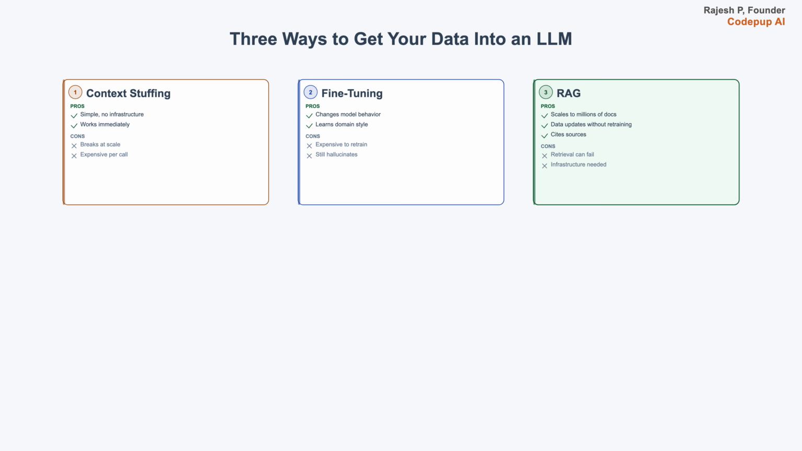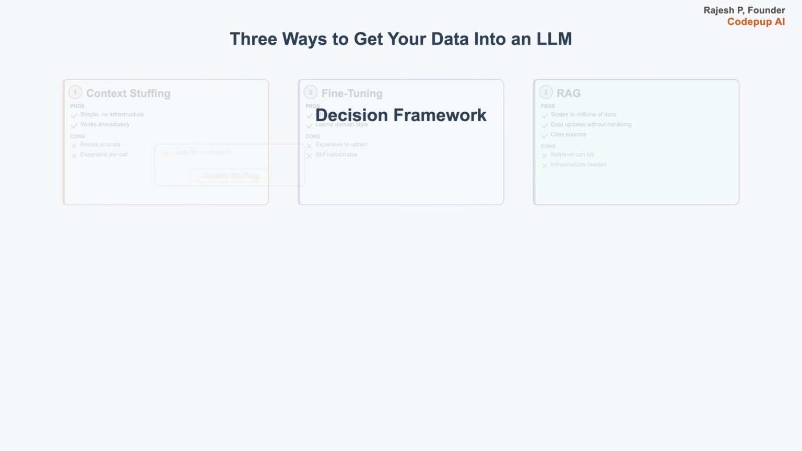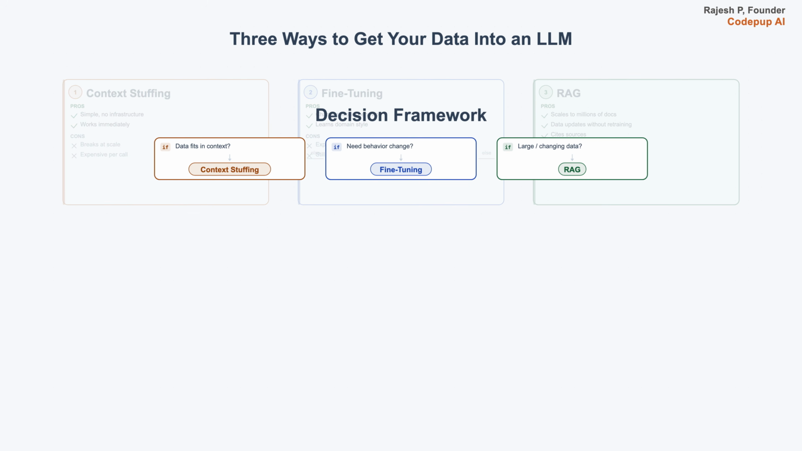Option 3, RAG. You store your docs in a searchable database, retrieve what's relevant at query time, and pass it as context. It scales to millions of documents. You can update your data without retraining, and the model always cites what it found.